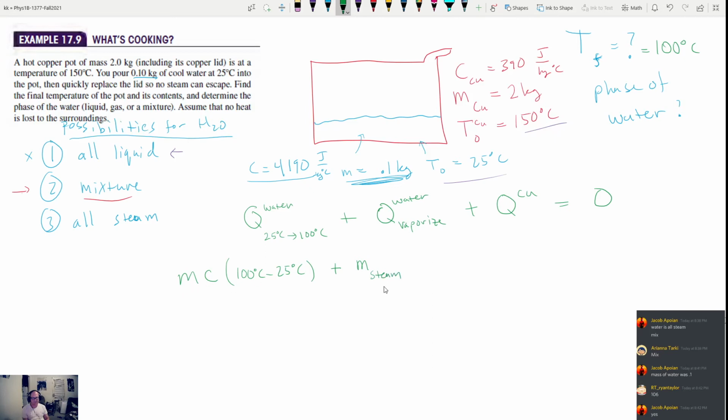So this is still water over here, but now the mass of steam, this is what we're going to solve for, multiplied by the latent heat of vaporization for water, which we'll look up in the table, plus the specific heat of copper, so M_Cu, C_Cu, and then delta T for the copper. The copper is going from 150 degrees Celsius down to 100 degrees Celsius. So final minus initial, this is 100 degrees Celsius minus 150 degrees Celsius, and this should all add to 0. And now what we're going to solve for is the steam.